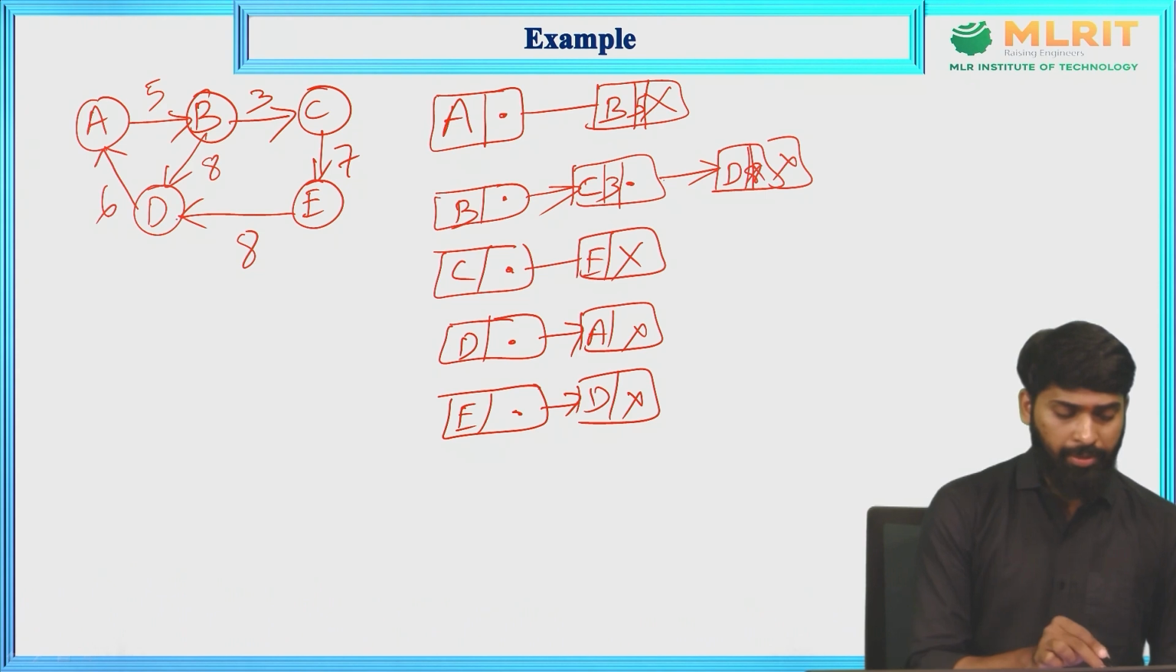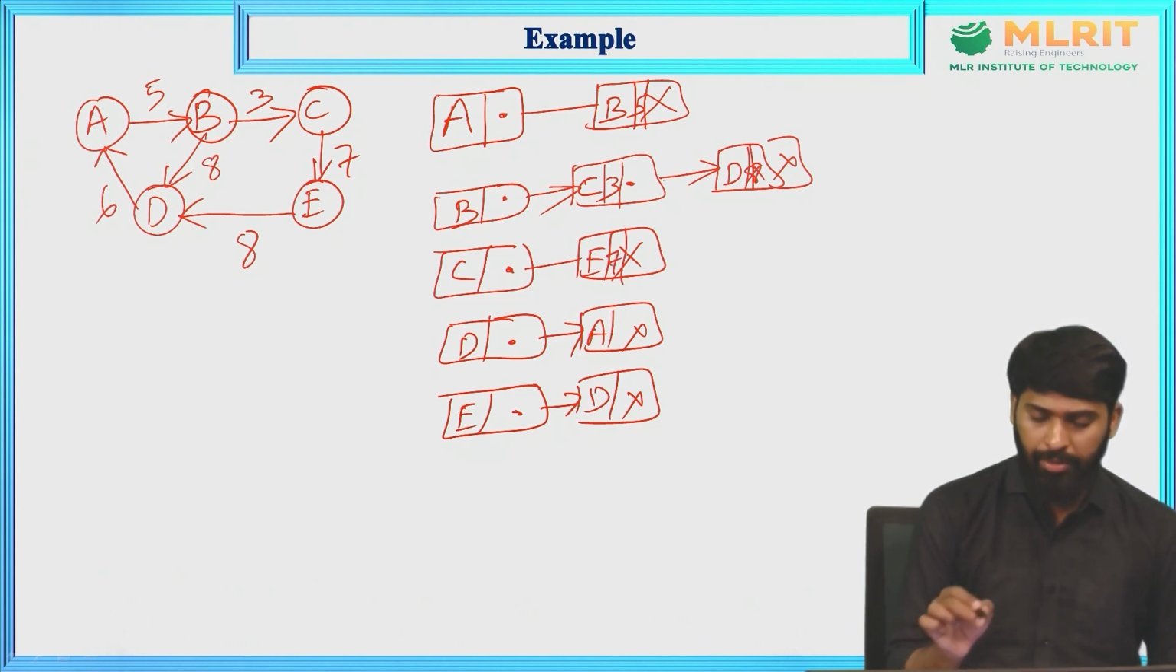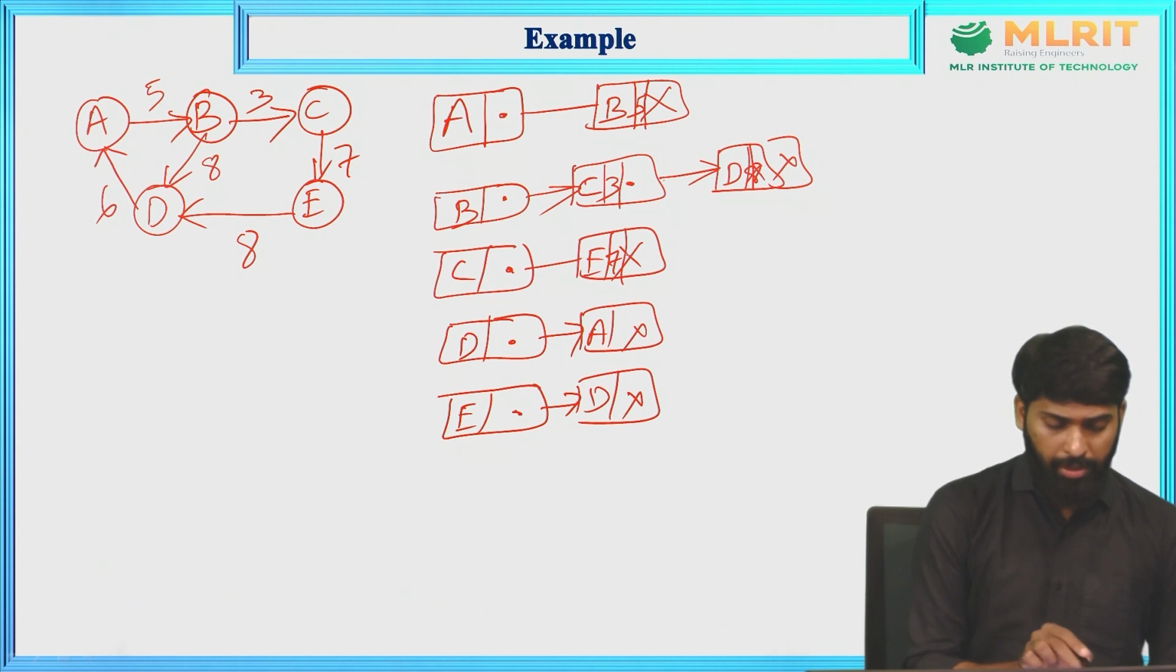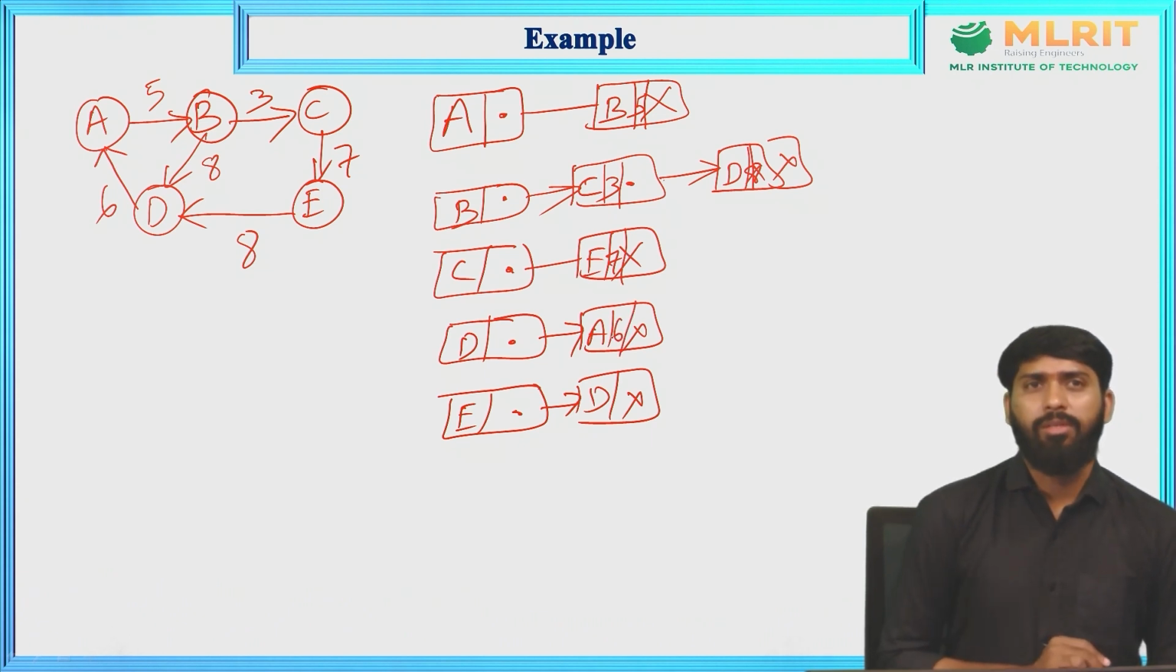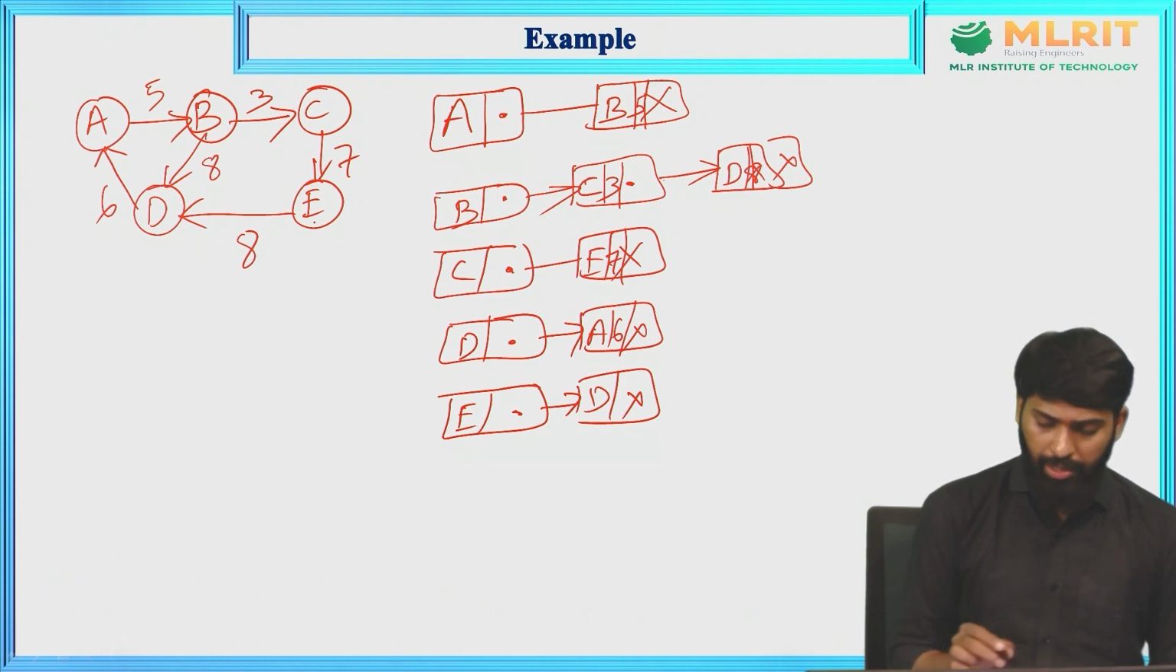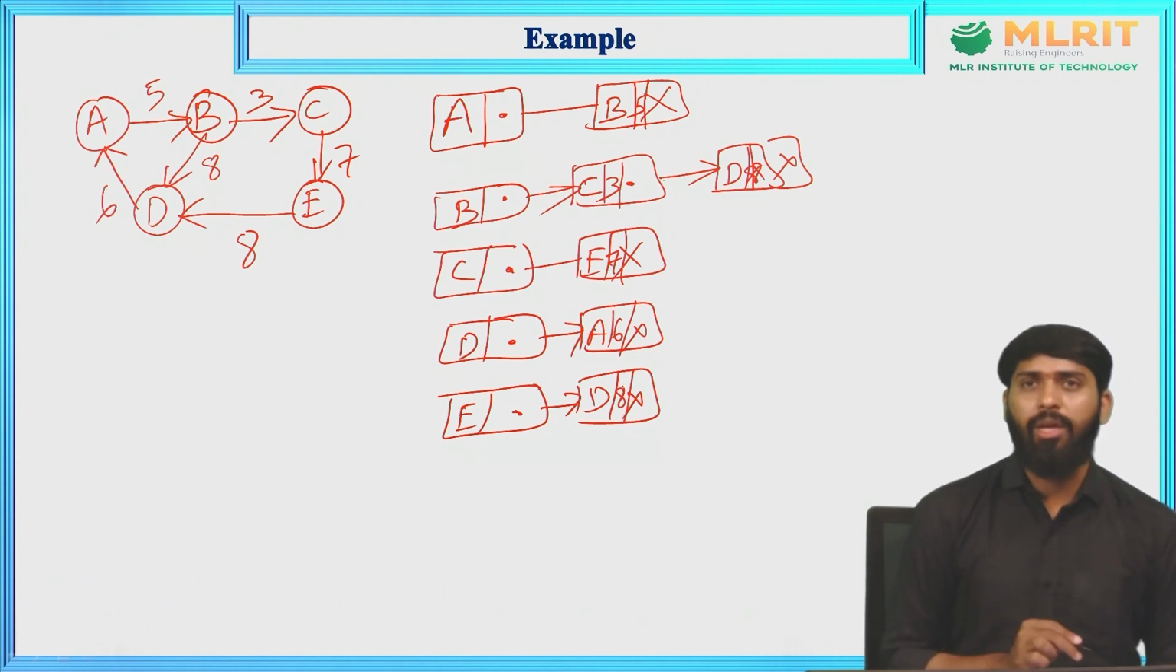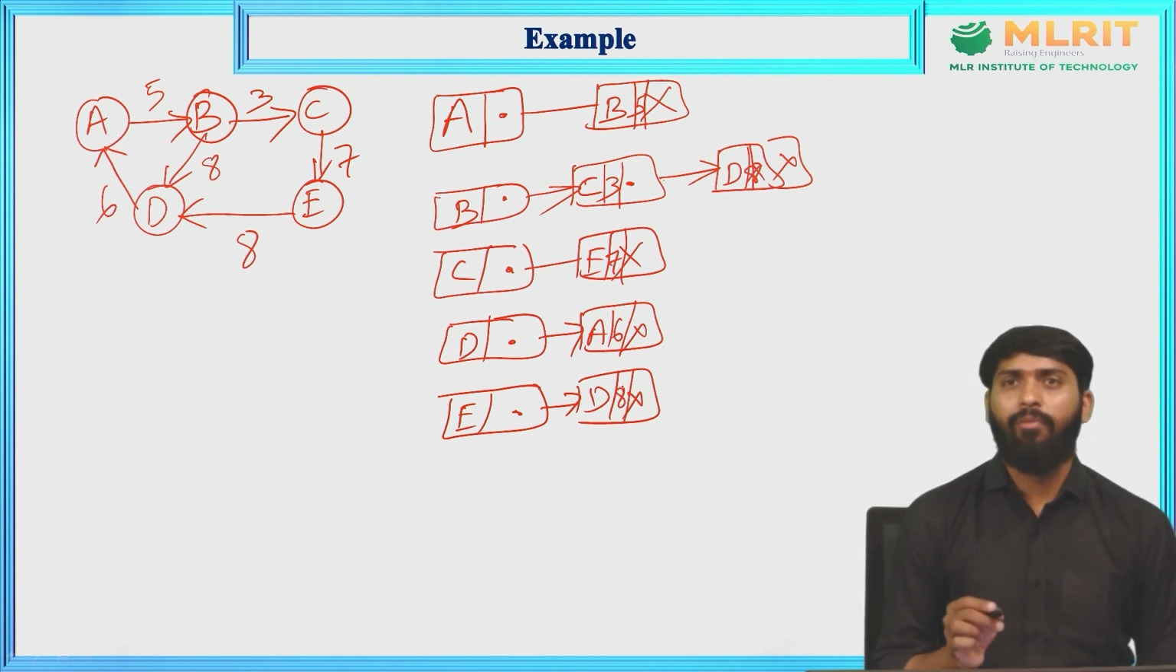And from C to E, what is the cost? 7. And from C to A, what is the cost? 6 is the cost. From E to D, the cost is 8. In this way, we represent a weighted graph.